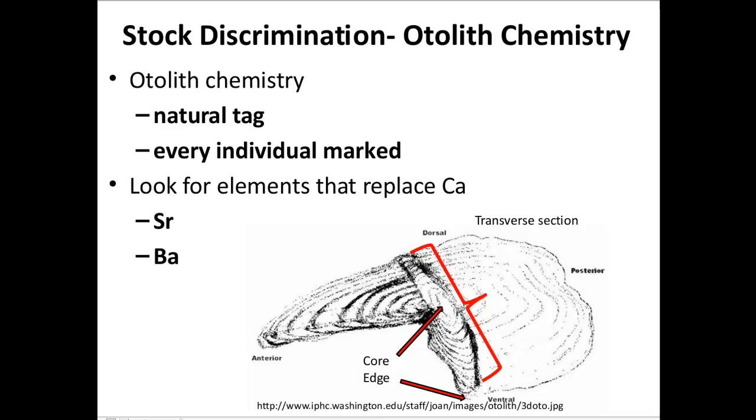If the fish is young, the scales seem to show up pretty well, but once they get older, you get some reabsorption on the scales, and so it's better to use the otoliths. And the Ohio DNR just uses otoliths now for most of their species.